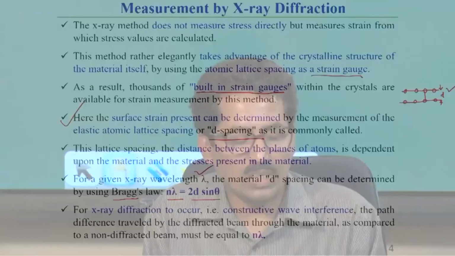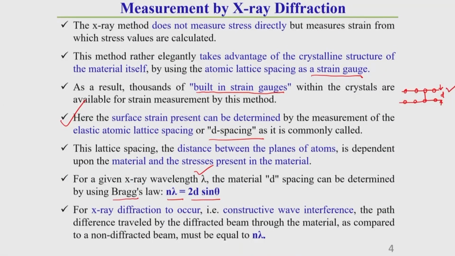So, that means the superposition principle we can use there. So, there we can get highly resolved types of output, what I am telling, understand. That is why here it is written, for X-ray diffraction to occur, constructive wave interference is required. And another thing, the path difference travelled by the diffracted beam through the material as compared to the non-diffracted beam must be equal to n lambda.